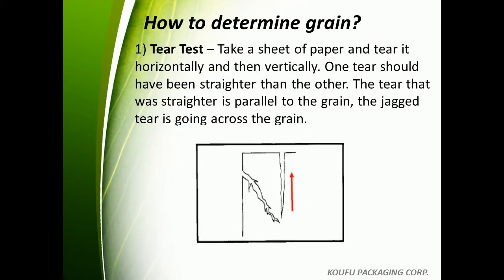There are several ways to determine grain direction. 1. Tear test. Take a sheet of paper and tear it horizontally and then vertically. One tear should have been straighter than the other. The tear that was straighter is parallel to the grain. The jagged tear is going across the grain.